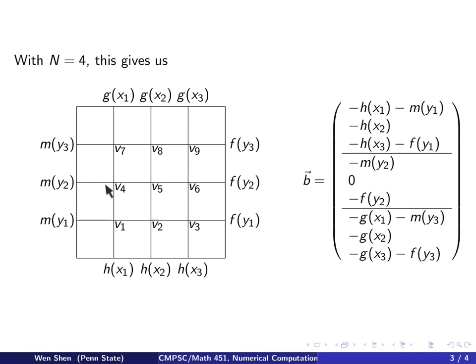And then if you're in the middle, you don't touch any boundary points, so 0. And when you're at v6, your stencil touches f at y2, you move it to the right hand side. And then at v7, you touch m at y3 and g at x1, and you collect them here. And the equation number 8, you touch g at x2, so that goes there. And for equation v9, number 9, you would touch f at y3 and g at x3, which you collect here. So I hope that procedure is clear, and we shall be able to do this for n larger.